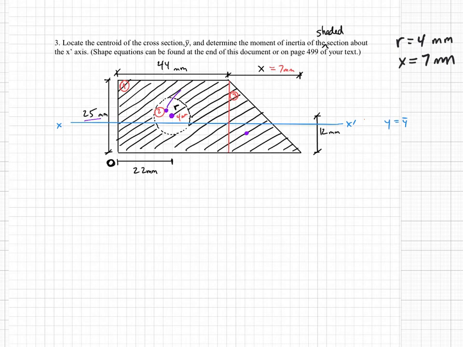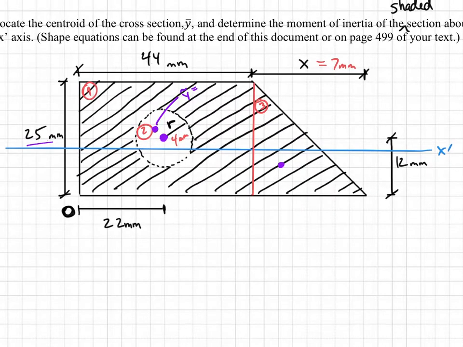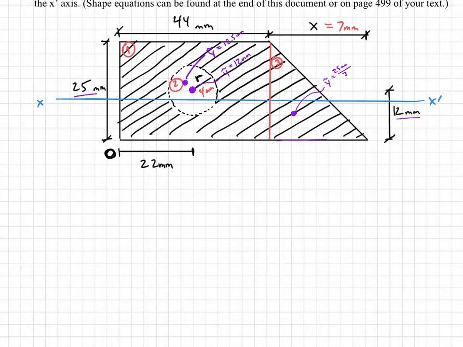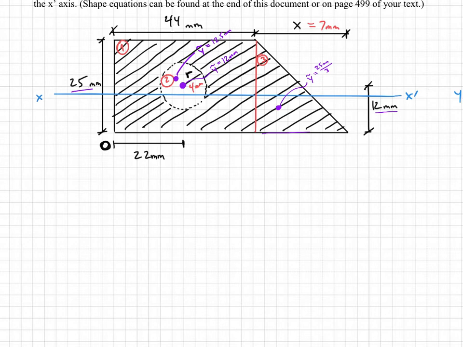Okay, so for the rectangle, its y tilde is, let's zoom way in, half of that 25, so it's going to be 12.5 millimeters. For the circle, it's wherever the center of that circle is, so its y tilde is 12 millimeters, because it's at this height right here. And then for this guy right here, its y tilde is 1/3 of the height of that triangle. It's 1/3 of the way from this flat edge, so that's 25 millimeters divided by 3. So now we're going to go ahead and do our chart here.